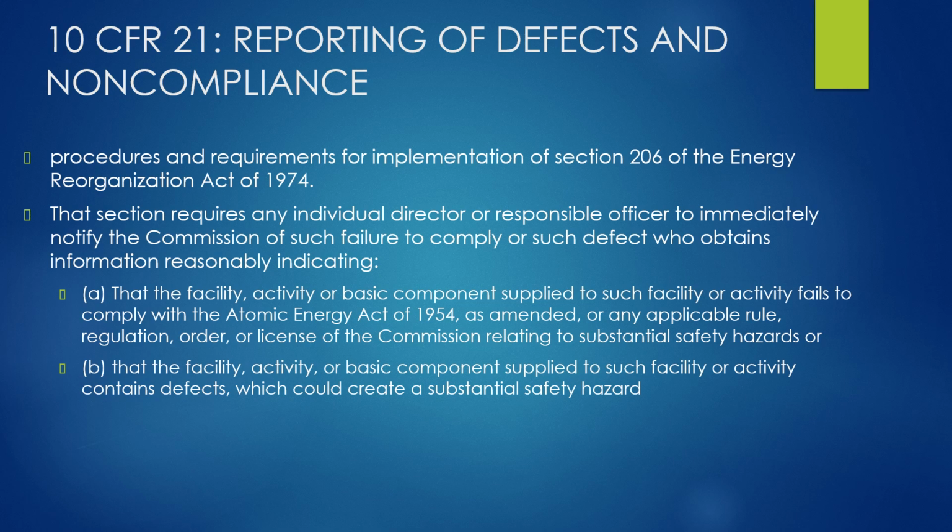10 CFR 21 has guidelines for reporting of defects and non-compliance. This section just requires any individual, director, or responsible officer to immediately notify the Commission, the NRC, of failures to comply. That has to do with a facility, activity, or basic component, and an activity or basic component supplied to such a facility or activity containing defects. Really wordy. But it's anything that would create a substantial safety hazard based on non-compliance with the regulations. It just requires any individual that sees that to report it.